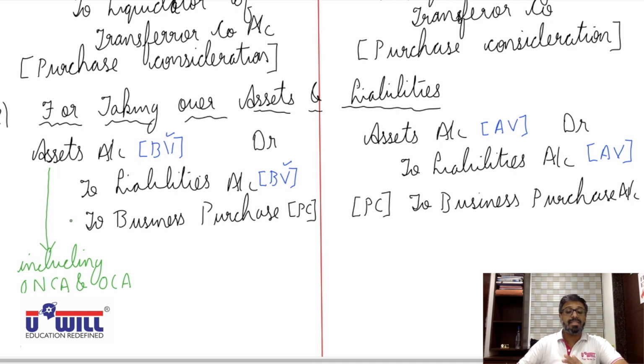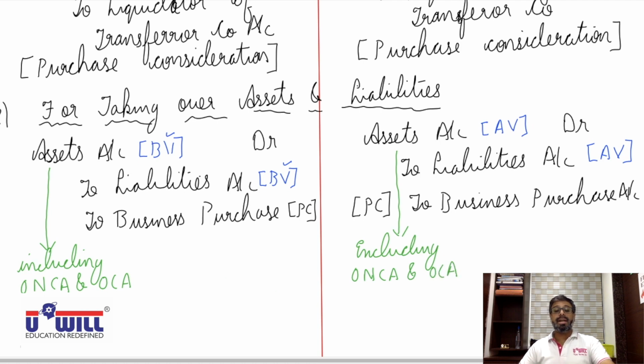So here assets will be including that, but here assets will never include fictitious assets. So other non-current assets and other current assets item in this. See, pooling of interest means you are just merging the two balance sheets. So everything of balance sheet is to be taken. Even the fictitious assets are to be taken.